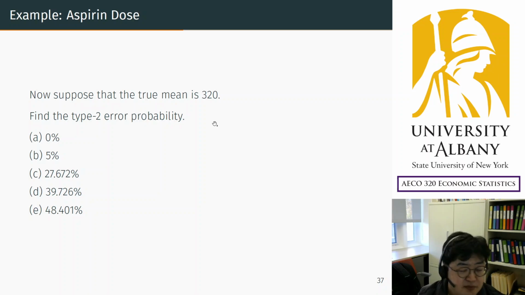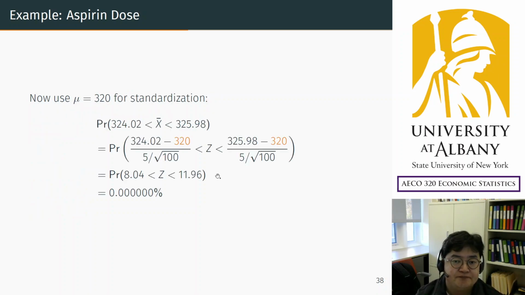Okay, so I'm going to show you the answer here. Also, everything is the same, but this part is the difference, right? Standardization is based on different parameters now. And then as a result, you are going to get all different numbers, 8 and 11.